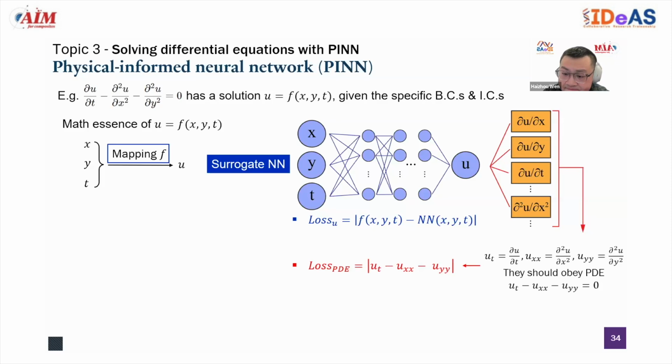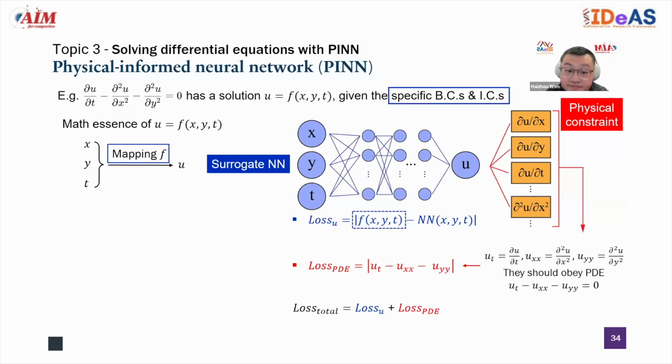Therefore, we can define an extra loss to quantify how well the NN's derivative satisfies the governing PDE. Therefore, we can impose the physical constraint on our NN model. So the mission is to minimize the total loss, from the original definition of the loss function and also from the PDE.